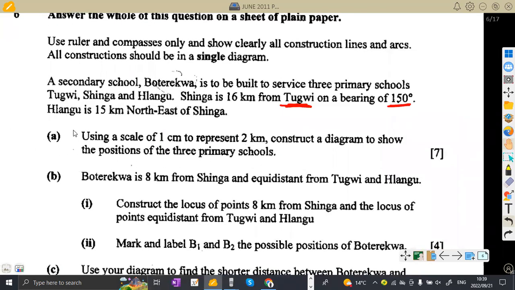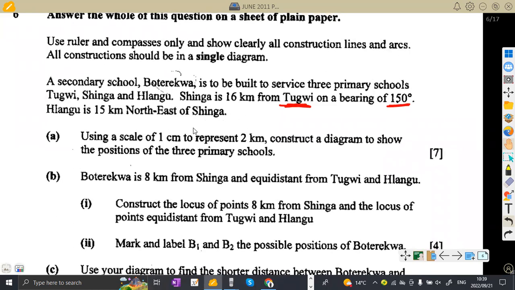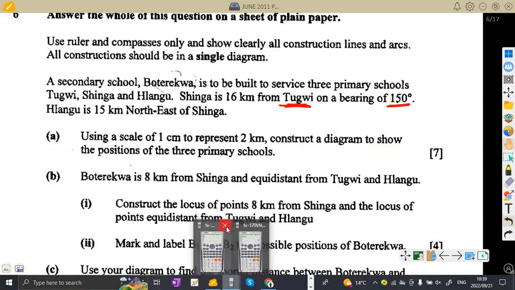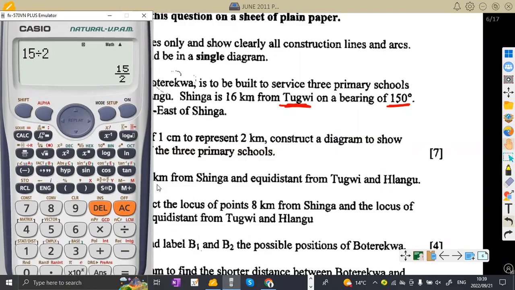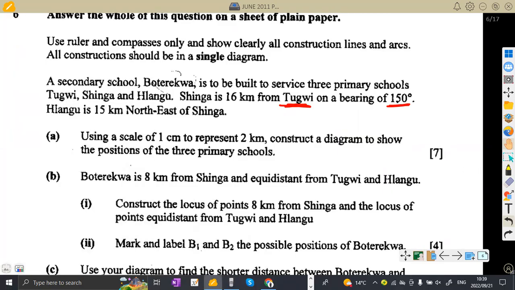Then we are given that Hlangu is 15 kilometers northeast of Shinga. Take note, it is on the northeast. Northeast means we are talking about in between the north and the east. Okay, but it's 15 kilometers. So 15 divided by 2, which is 15 over 2, gives us 7.5 centimeters. Okay, so this is 7.5 centimeters.